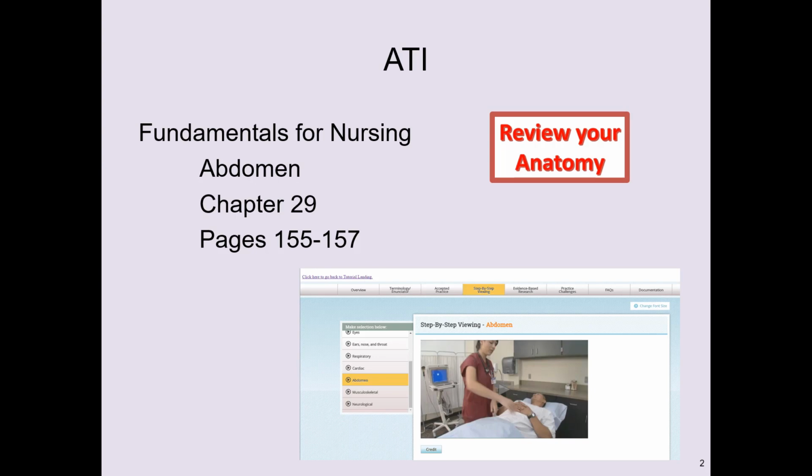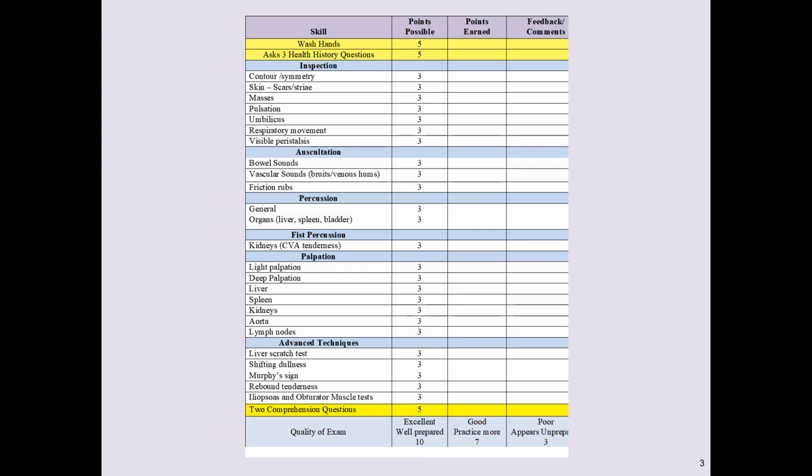It's very, very important that you review your anatomy. So get into the chapter and see where all of the organs are. As you can see here, your health assessment skills check for the abdomen includes the bowel sounds, includes the kidneys, do you know where they are? Includes the liver, do you know where it is? Spleen, aorta, more lymph nodes, not just in the head and neck.